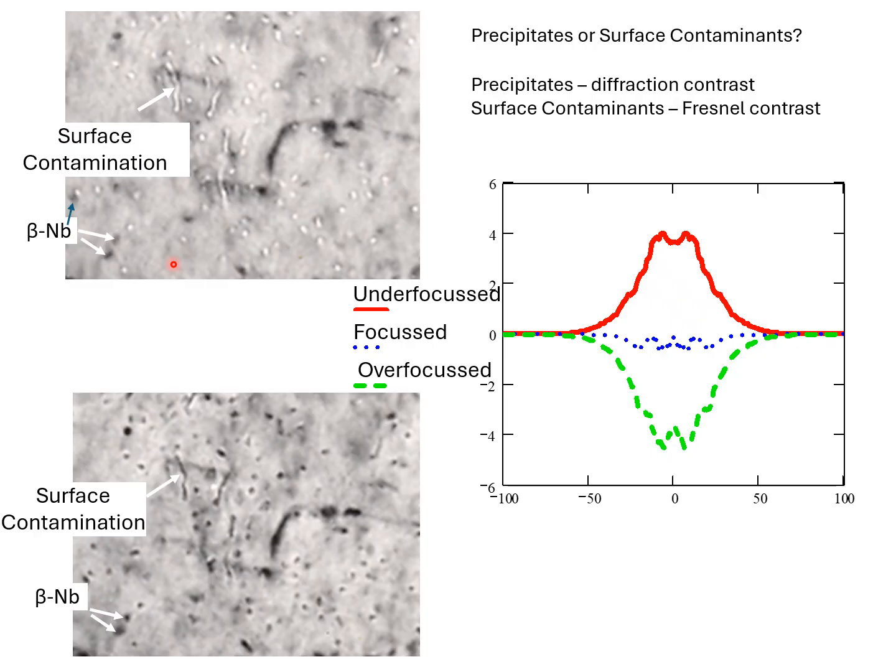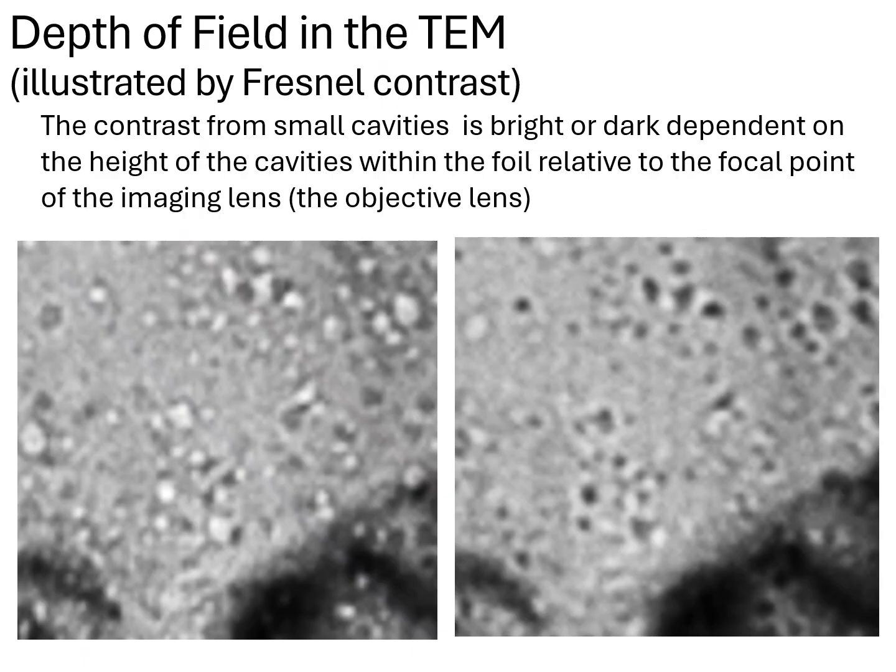Although you're essentially not focusing on these points in this particular case, these are beta niobium precipitates, and they're not contamination. They're not surface contamination. So I've seen so many instances in publications where people see these white dots and say, oh, look, this is Fresnel contrast. We do it through focus imaging, therefore it's a cavity. No, it could be surface contamination.